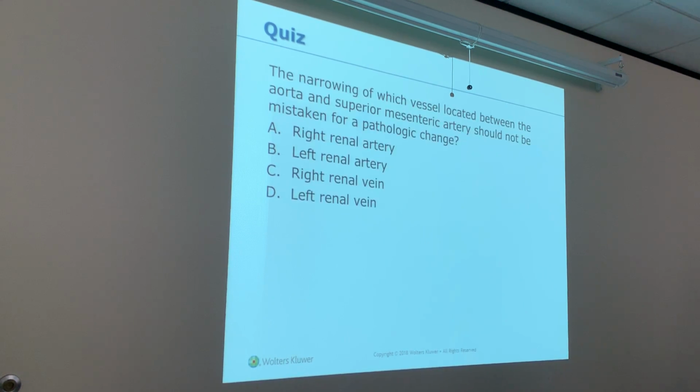Arcuates. The narrowing of which vessel located between the aorta and the SMA should not be mistaken for pathologic? Left renal vein. Which one? Left renal vein. Left renal artery. Left renal vein. Okay. And what is that pathologic called? Nutcracker syndrome. Okay.